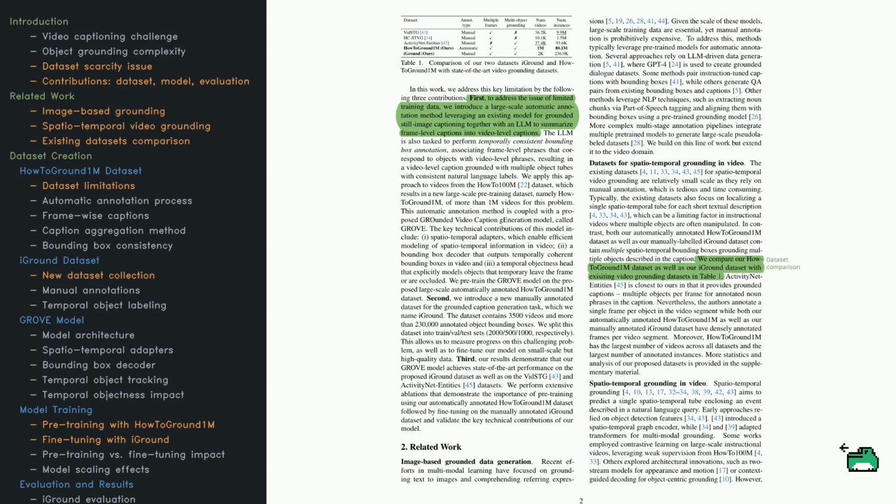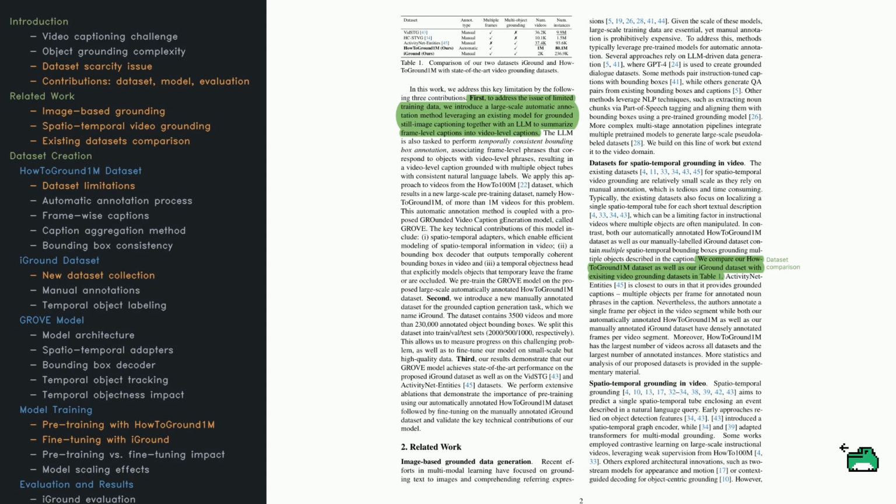They then describe Grove's core contributions. It learns spatio-temporal grounding, meaning it captures how objects move or appear across a sequence of frames. It uses a video-based decoder to ensure bounding boxes remain consistent, and it includes a component to handle occlusions and disappearances. Grove is pre-trained on HowToGround1M, then fine-tuned on iGround. Check out Table 1 to see how these new datasets compare to existing ones. Notice HowToGround1M dwarfs most other datasets in size, while iGround offers more detailed annotations.